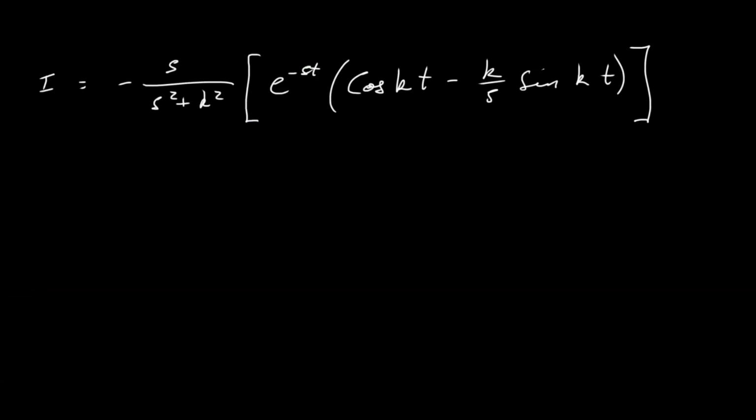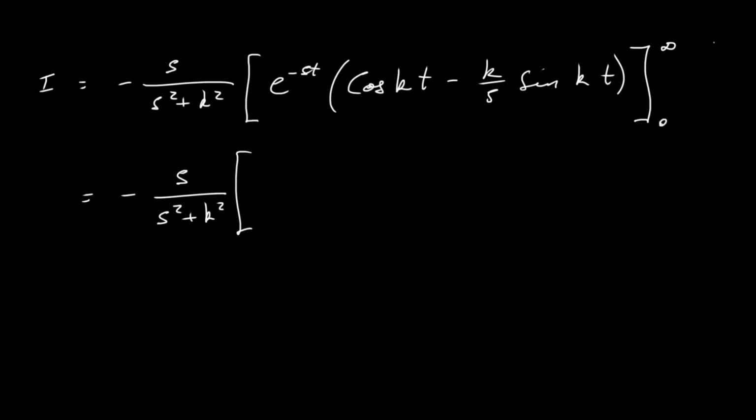Okay, so at this stage I think it's about time we dealt with the limits. So we have a 0 here and we have an infinity here. These are all constants, so I don't have to worry about those. So I'm just going to write those down again. Minus s over s squared plus k squared. But what happens when we apply our limits? Well, let's apply infinity first. If I put infinity in here, I'll just get 0.